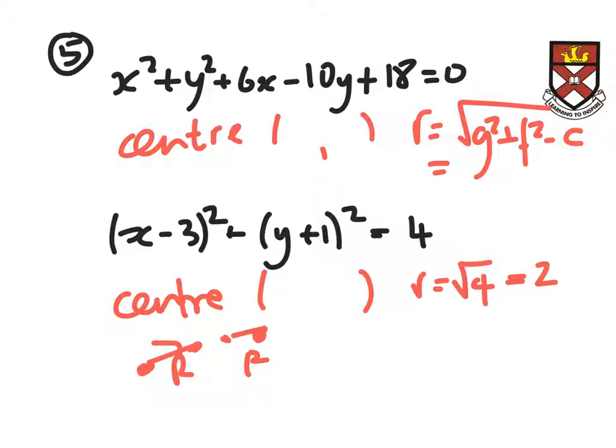Okay, so all you need to work out now is d, which is the distance between the centres. So that's using the distance formula. And then compare that to the 2 radiuses added together. If the distance is bigger than these 2, they won't touch.